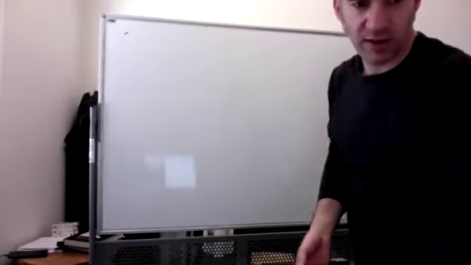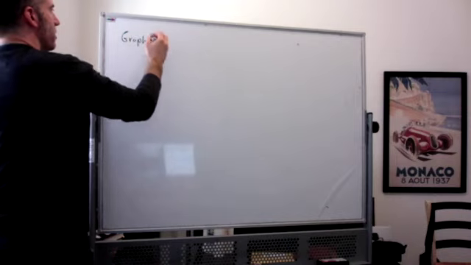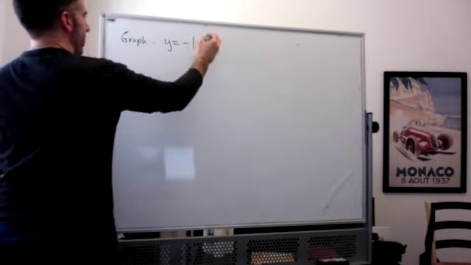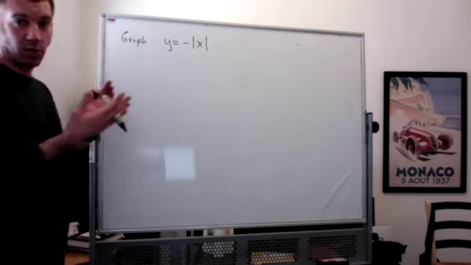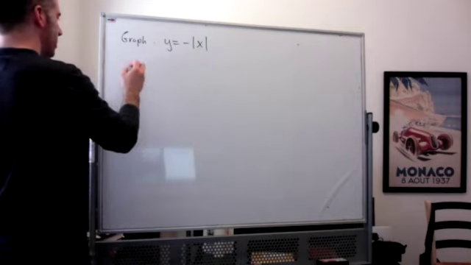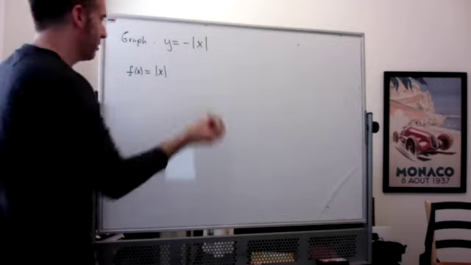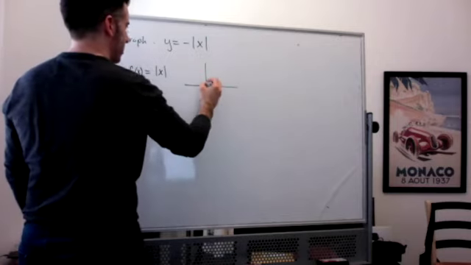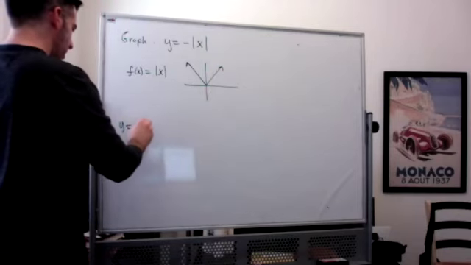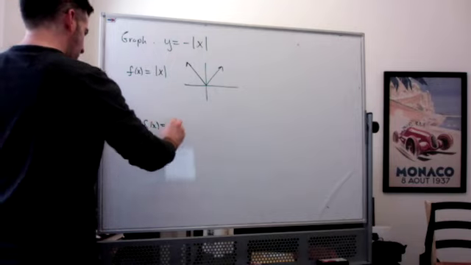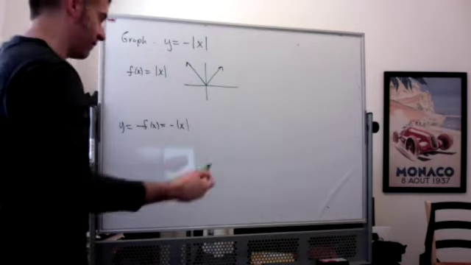So we can use this to graph other things. For example, if I want to graph, say, y equal to the negative absolute value of x. Well, I know that the absolute value of x is a V shape opening upwards. So here is f of x equal to the absolute value of x. I know we literally just graphed this one. I'm just going to graph it again. It looks like this. And now y equal to negative f of x, which is the negative absolute value of x, is going to look like that V, but flipped over the x-axis, or reflected over the x-axis.